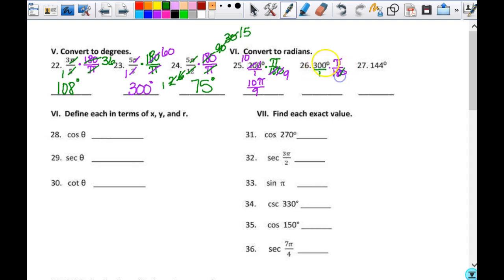Right. I can again divide both by 10. They're both even again, so that's going to give me 15 and 9. I can divide both of those by 3, so that gives me 3 and 5. That's the best I can do, so it is 5 pi over 3.